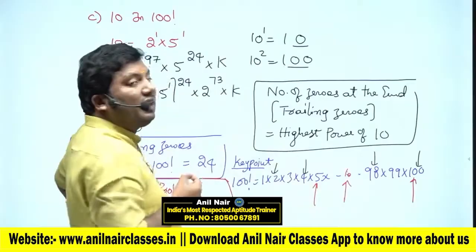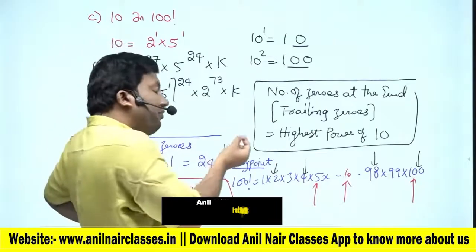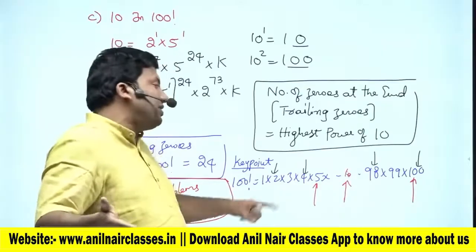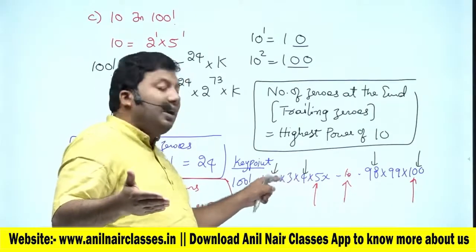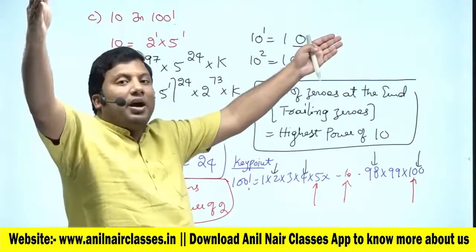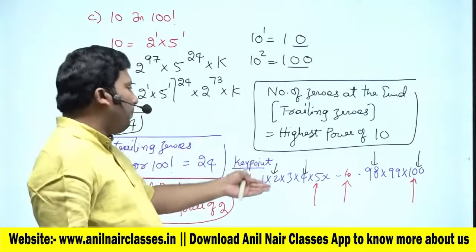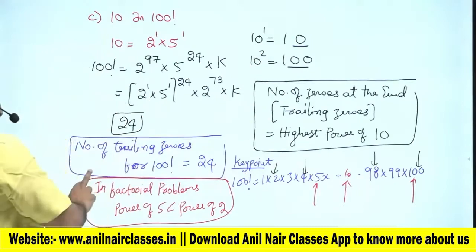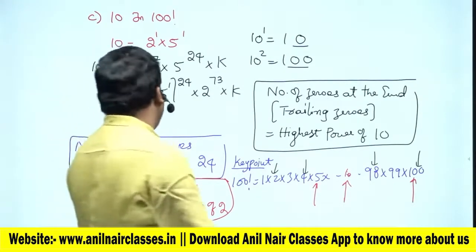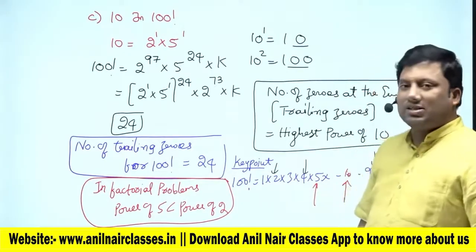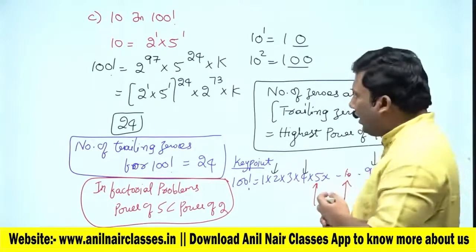Every second term is a power of 2, but every fifth term is a power of 5. So the number of terms with 5 is 20 here, but here it is 50. The number of terms for 2 is greater than the number of terms for 5. Obviously the power of 5 will be less. In factorial problems, the power of 5 is less than the power of 2. I hope the idea is clear.